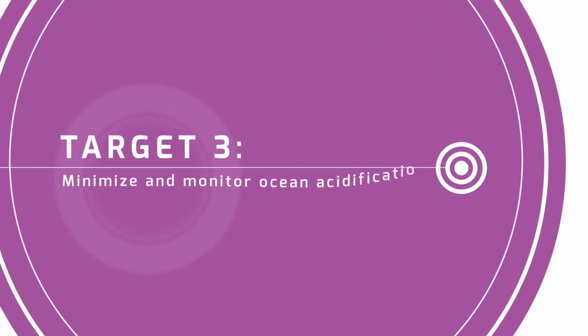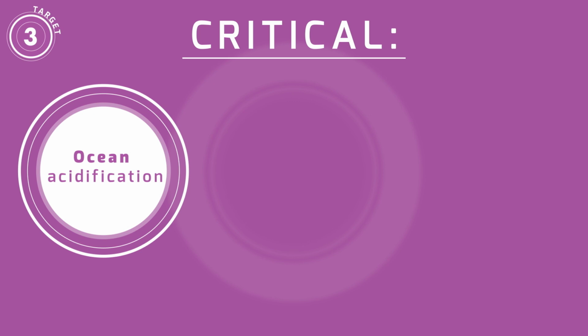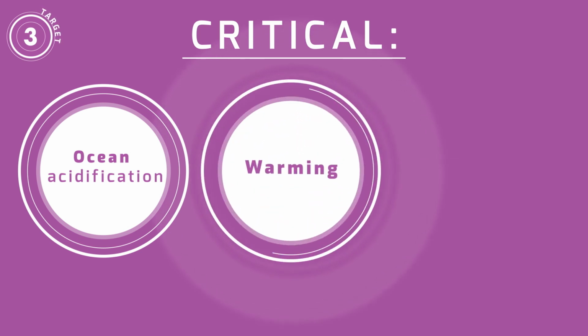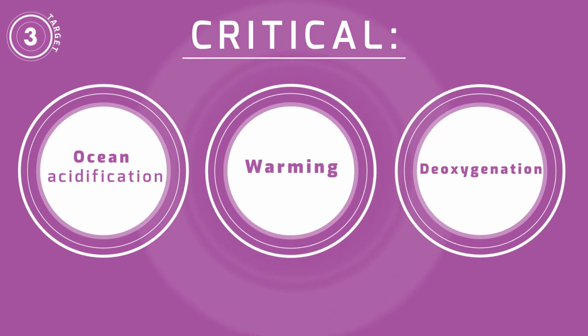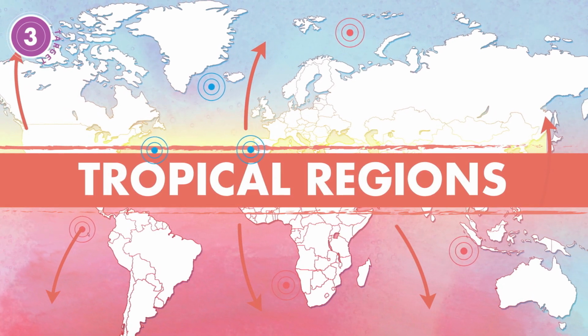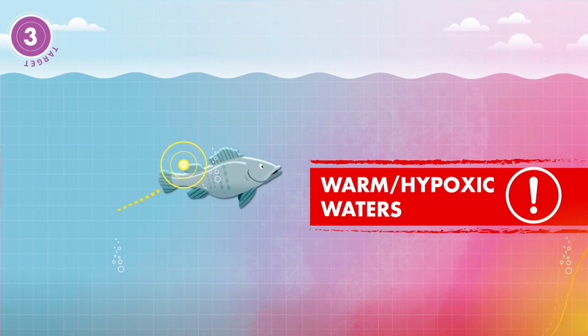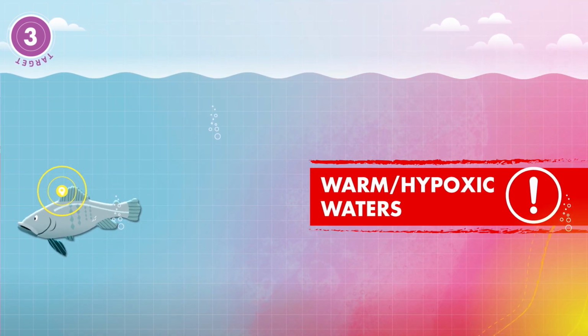Acoustic telemetry can also be used to monitor the effects of climate change. Here, ocean acidification is critical, but should be considered together with warming and deoxygenation. For example, shifting distributions towards the pole can be tracked, along with changes in behavior to avoid warm and hypoxic waters, and responses to marine heat waves.